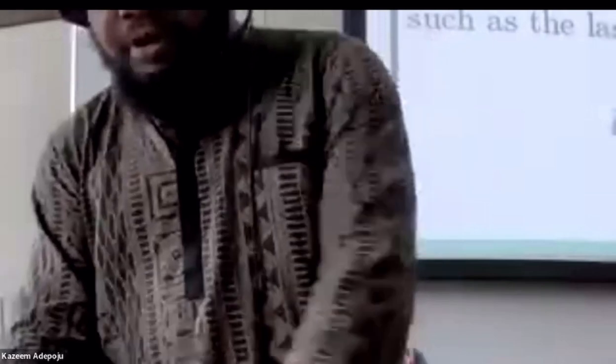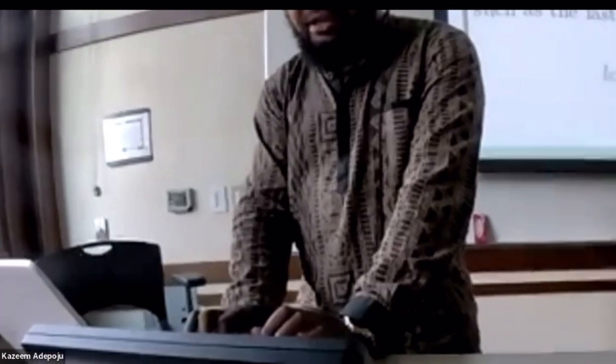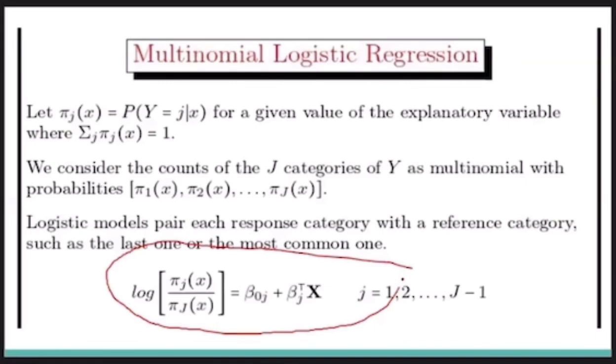Without wasting your time, the model is going to look like this. It's going to be the log of pi j divided by pi reference, equal to that. But this is what happens: I have so many levels, more than 2. Before I start, I'm going to make one level a reference level so that I will be comparing every other level with the reference level. Which means I'm going to compare 2 levels at a time. But I have to make sure I make one level the reference.